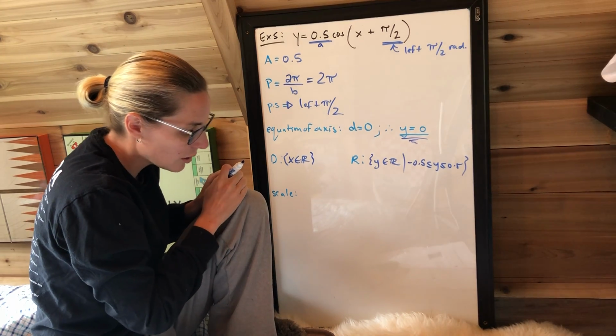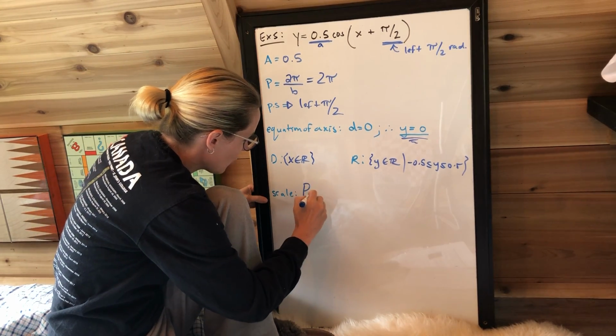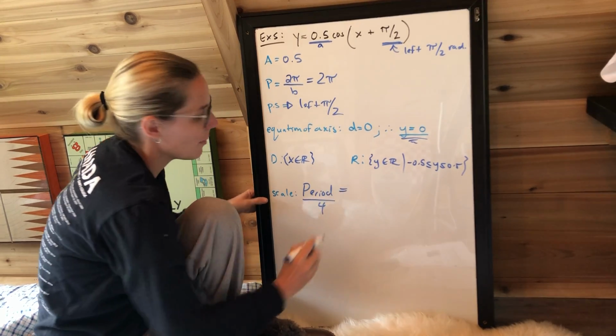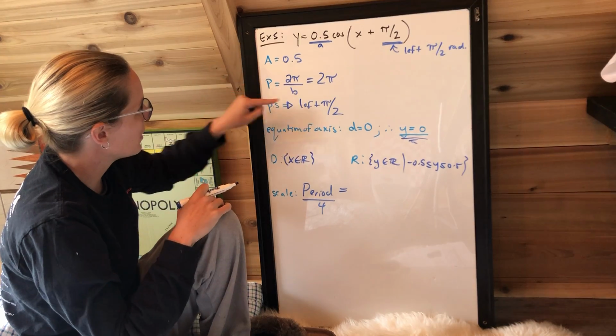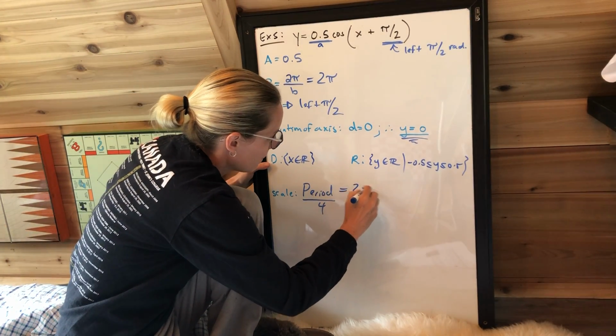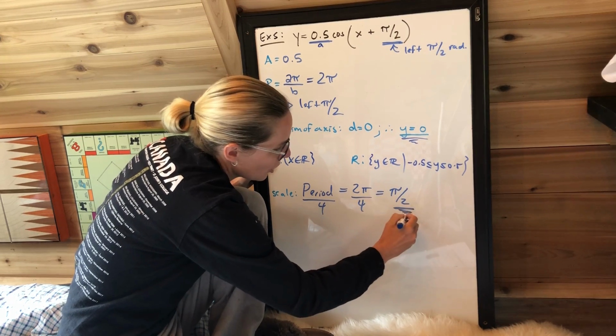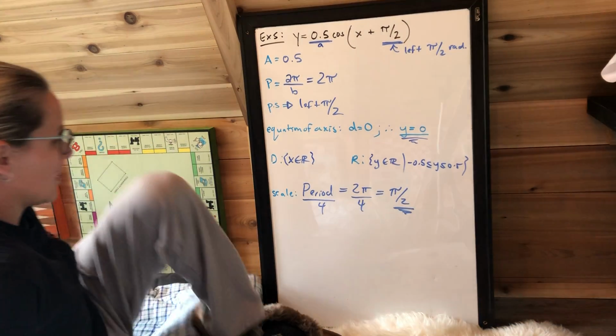Now the scale we learned is you take your period and you divide by 4. That's going to help us come up with how we are going to graph it. So our period in this case was 2 pi. 2 pi divided by 4 is pi by 2. So this is what our tick marks want to increase by, basically.